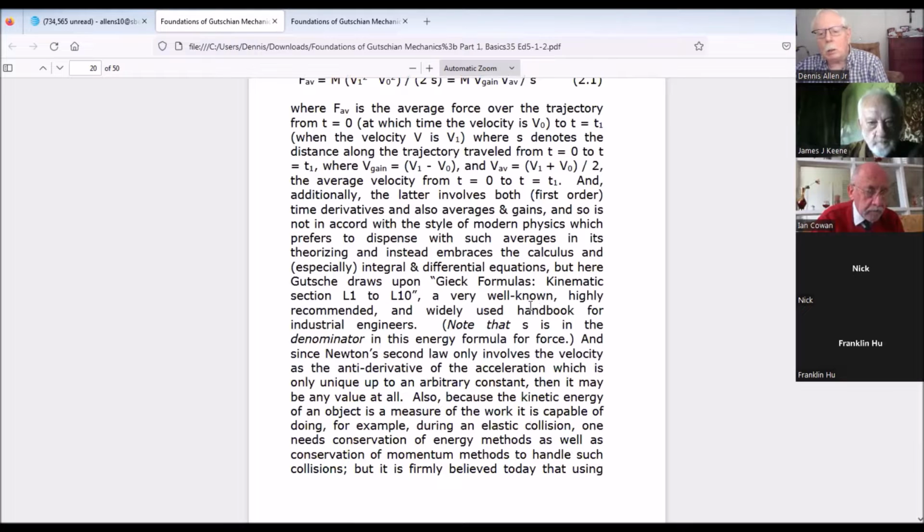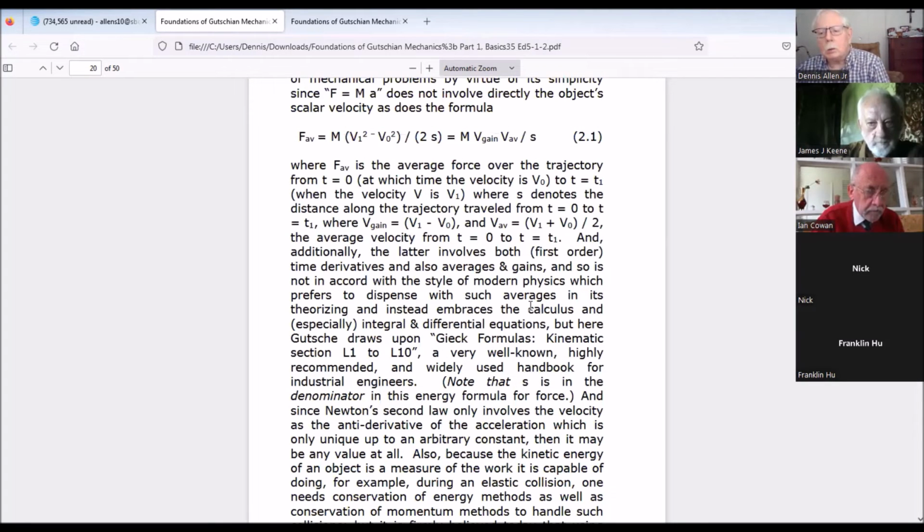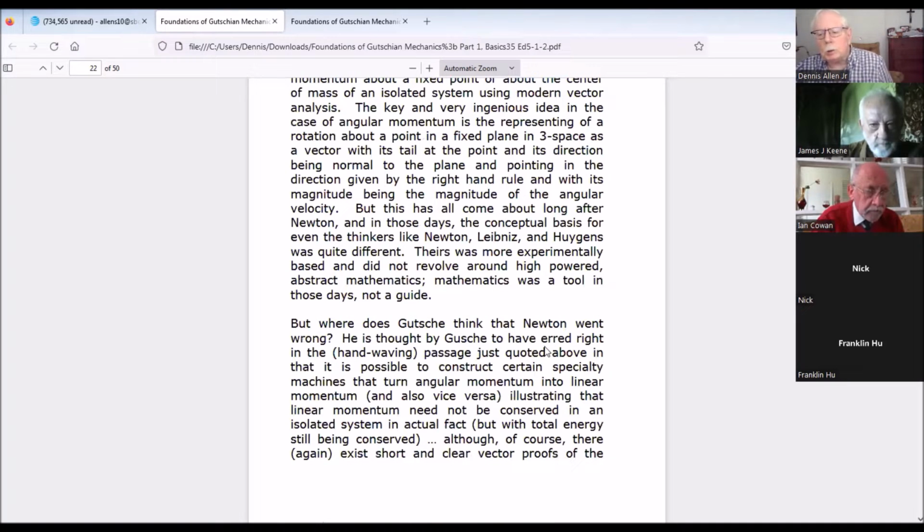All right, now here he's gotten away from differential equations, which is of course the Newtonian approach. He's talking about velocity gain and velocity average, giving the average force instead of the instantaneous force. Okay, but where does Gursche think that Newton went wrong?